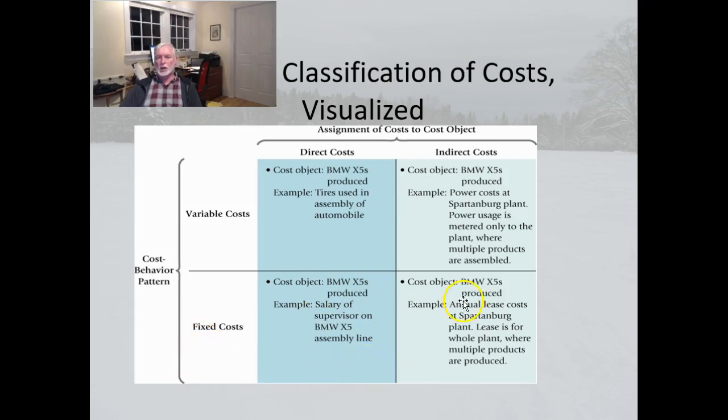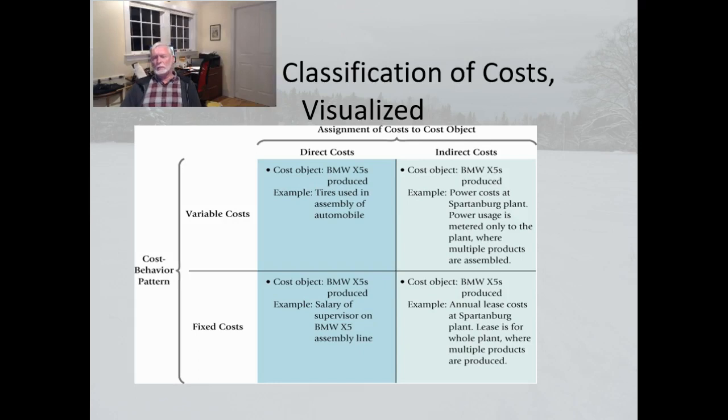And then we have a fixed cost that's indirect, and we already used this example of lease costs. The lease is for the whole plant where multiple products are produced. So it's indirect. We have to allocate some portion of that lease cost to the X5 using some kind of a cost driver.